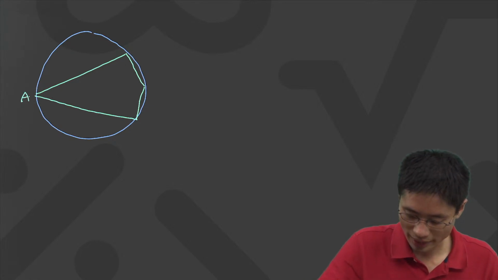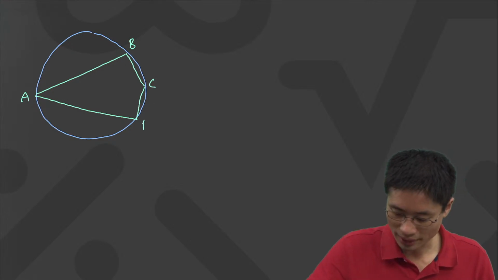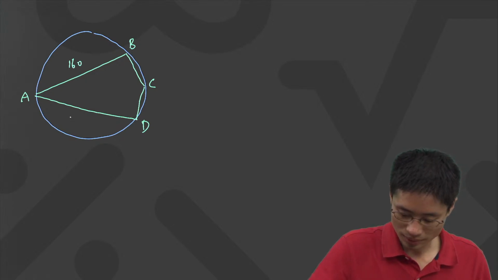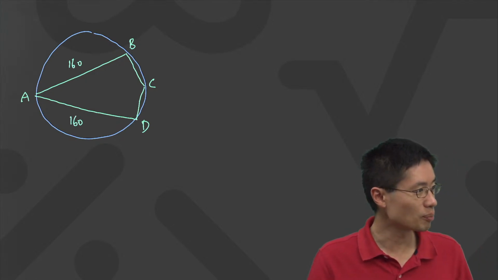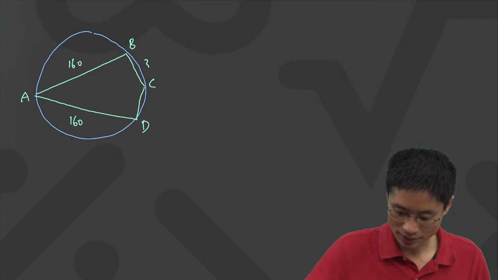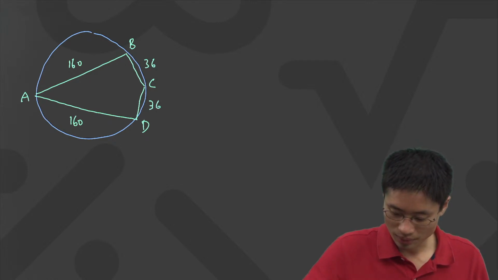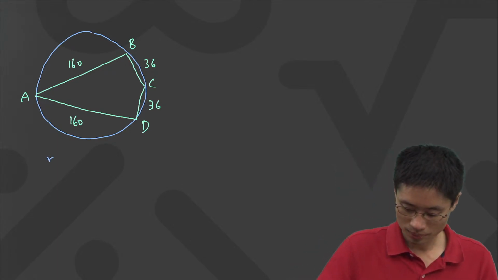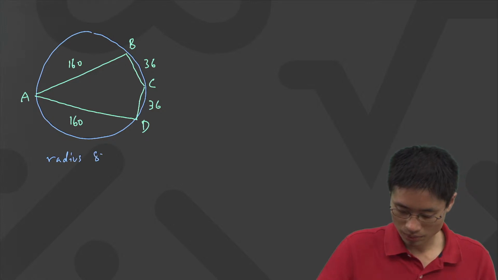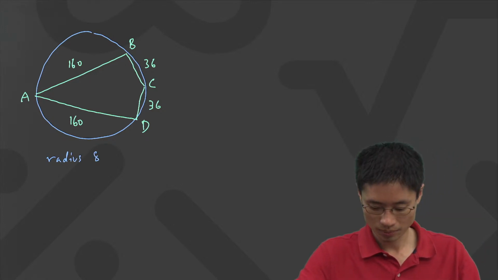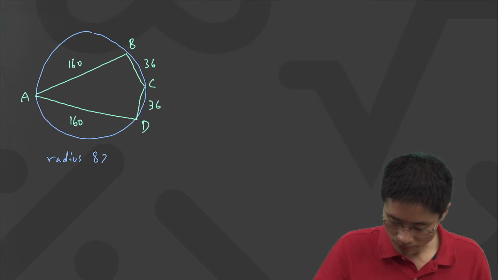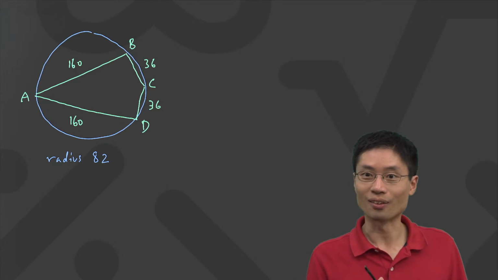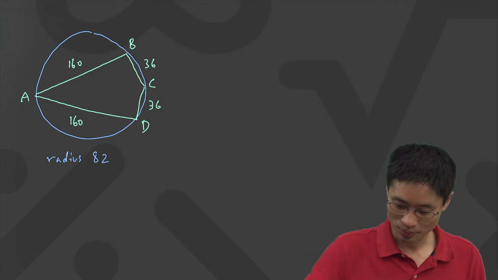Okay, so it was A, B, C, and D, sort of symmetric. AB and AD are both 160. And we have that BC and CD are 36. And this circle, by the way, has a radius of 82. Okay. And the question says, what is the area of the quadrilateral? Okay, area.